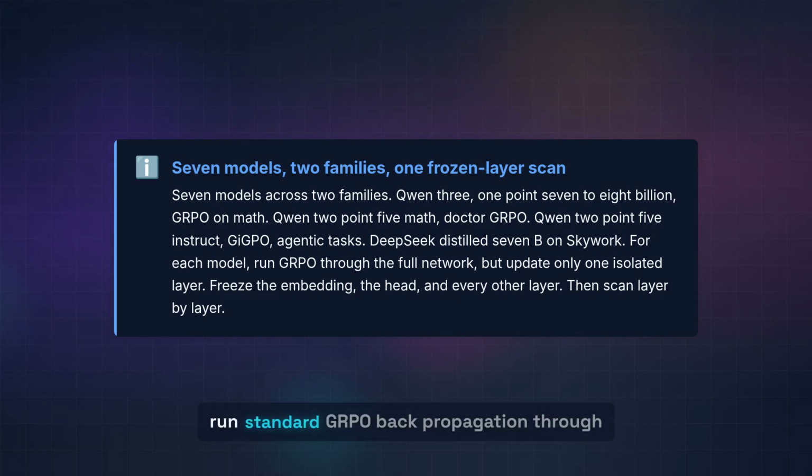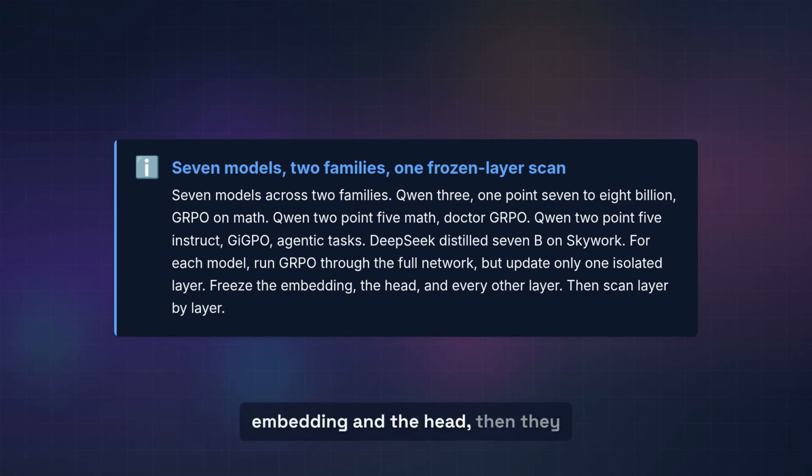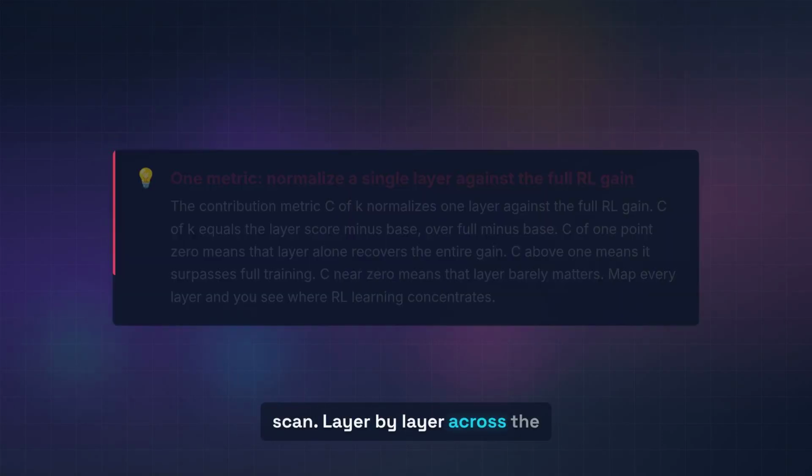For every model they run standard GRPO backpropagation through the full network, but update the parameters of just one isolated layer, freezing all the others, including the embedding and the head. Then they scan. Layer by layer, across the whole stack.